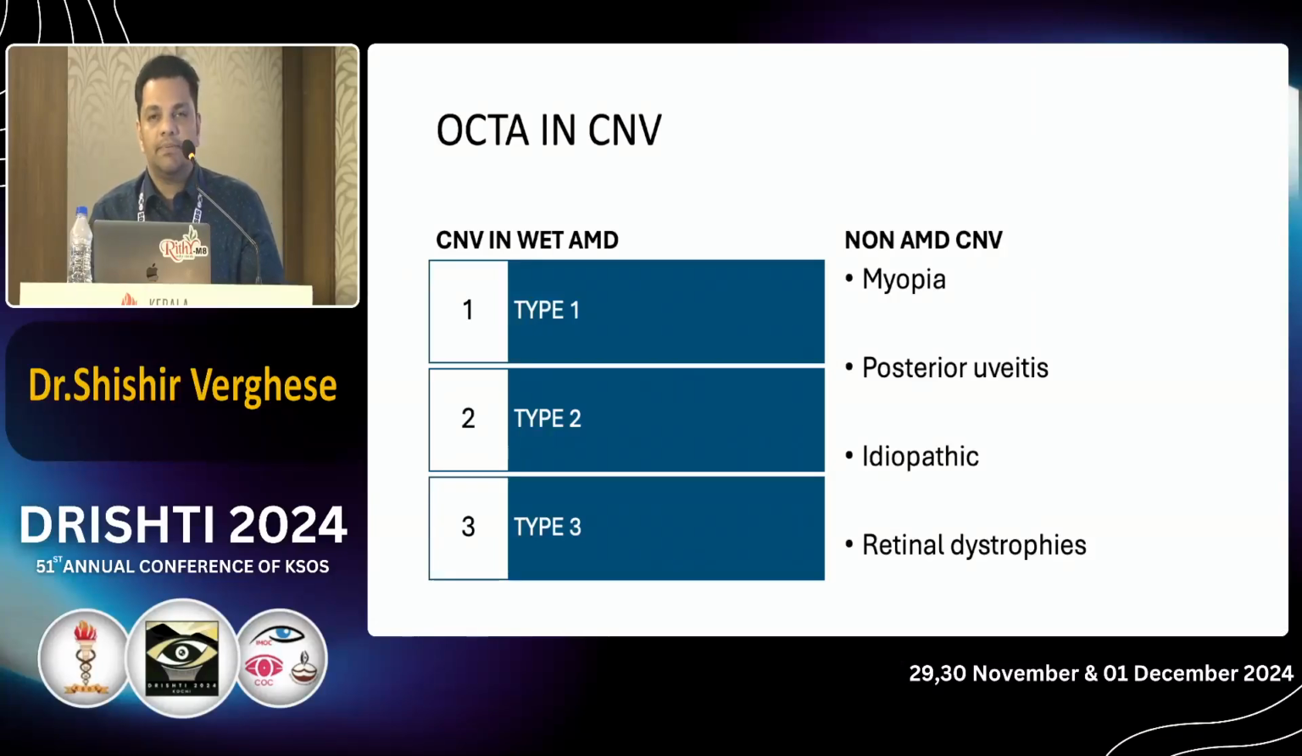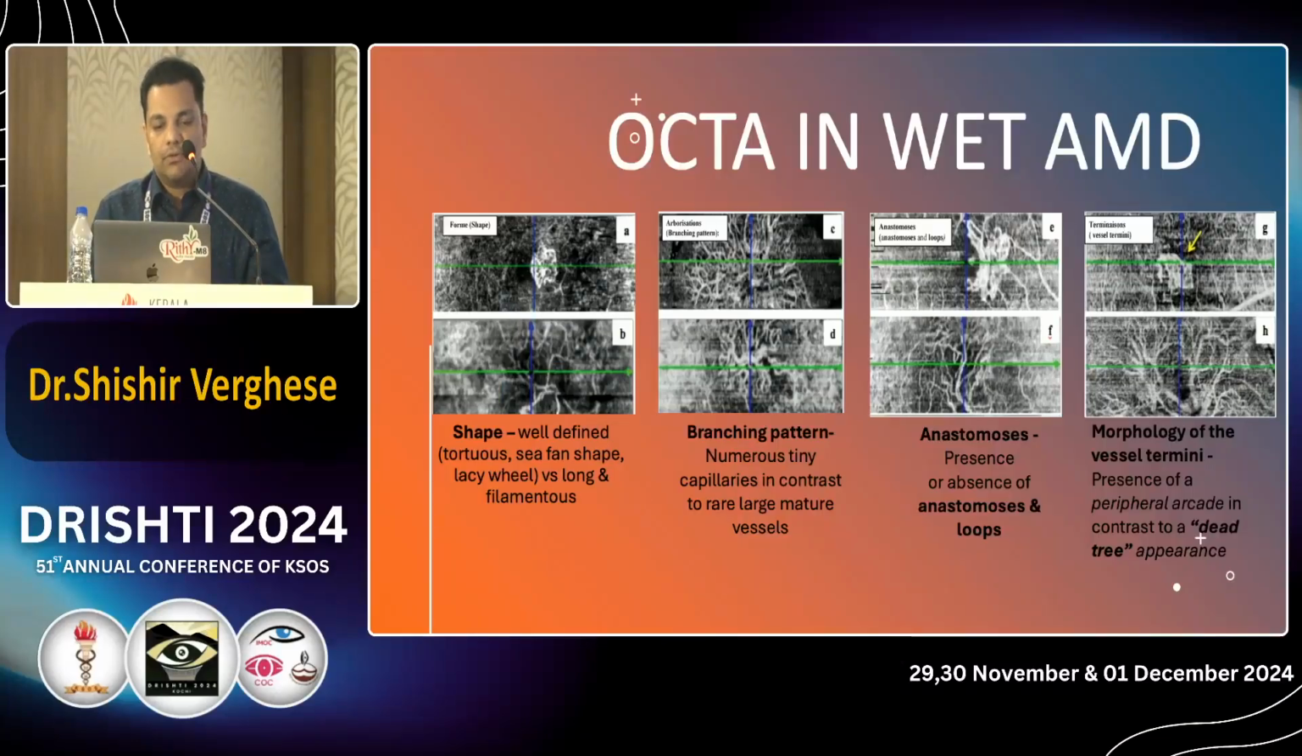So OCTA in CNV has been described in wet AMD and also non-AMD CNV. So the wet AMD is 3 types, 1, 2 and 3, and there are different types of CNV which can happen with myopia, posterior uveitis, could be an idiopathic CNV or even with retinal dystrophies. So coming to OCTA in wet AMD, there are different structures and types of patterns of the vasculature which has been described. Based on the shape, it has been described as tortuous or C-fan shape or lacy wheel, and based on the branching pattern, it can be divided into tiny capillaries, and even on anastomosis, how the vessels are anastomosing with each other, whether there are any loops or there are no loops, and also based on the morphology.